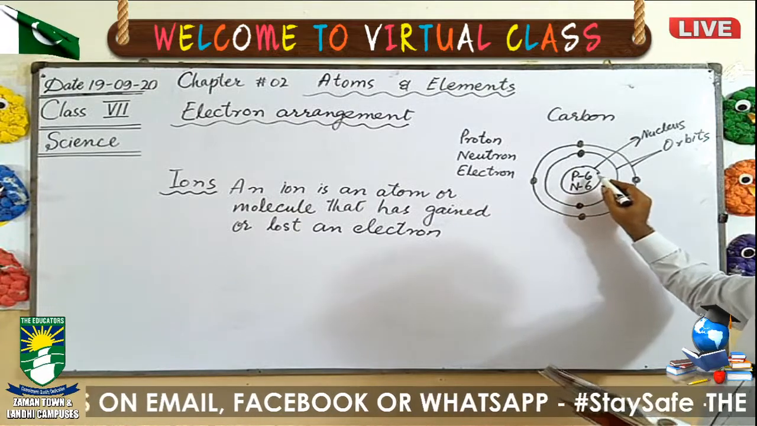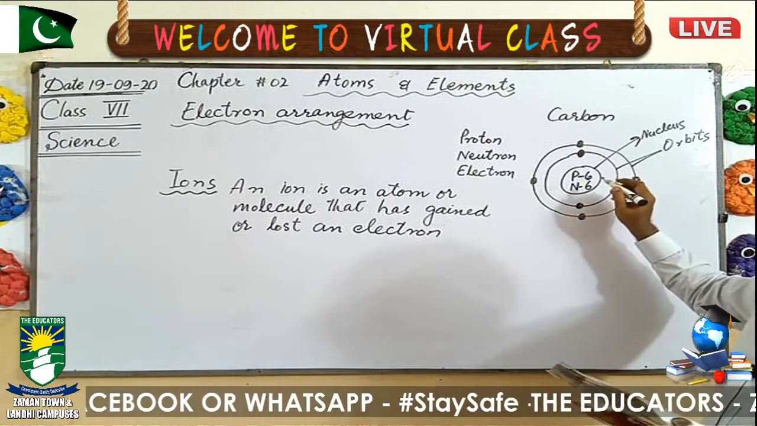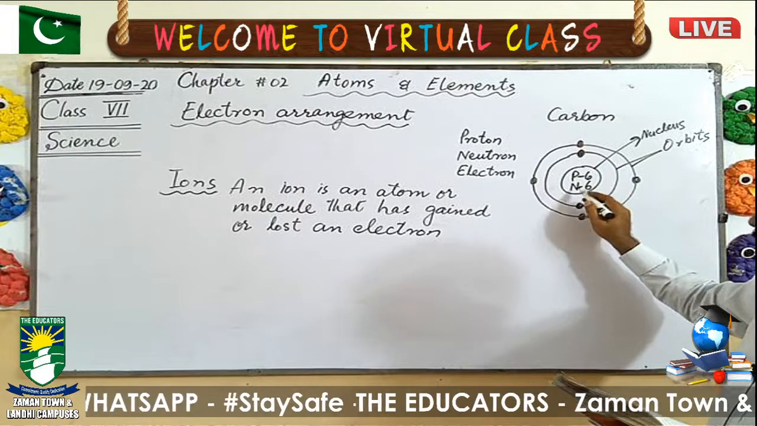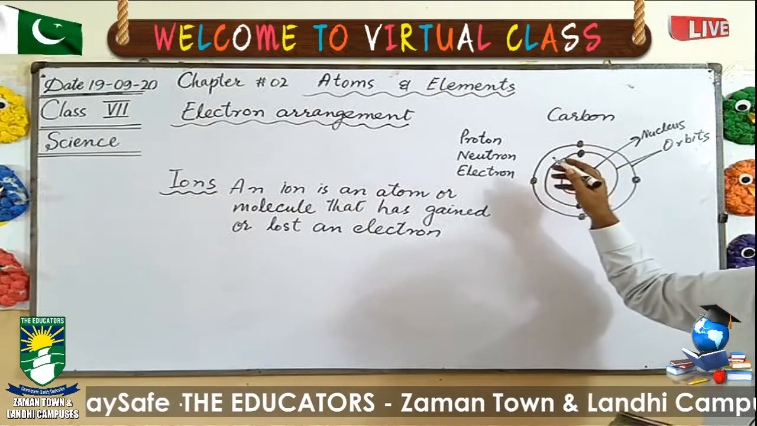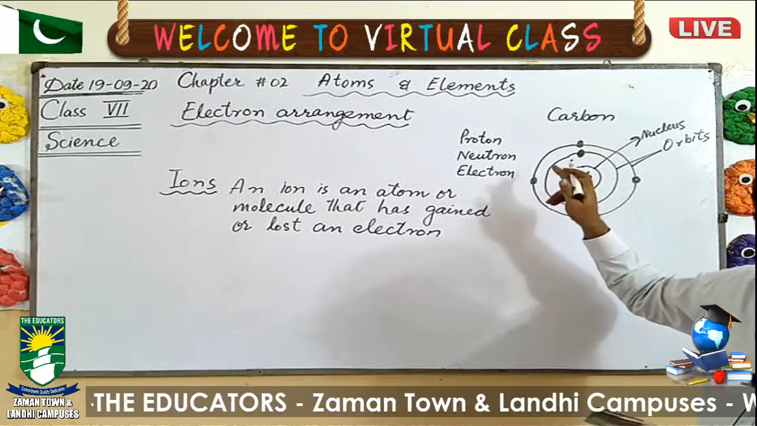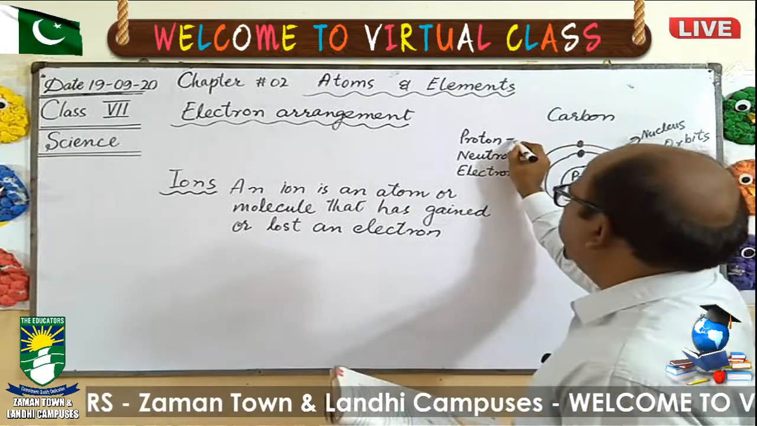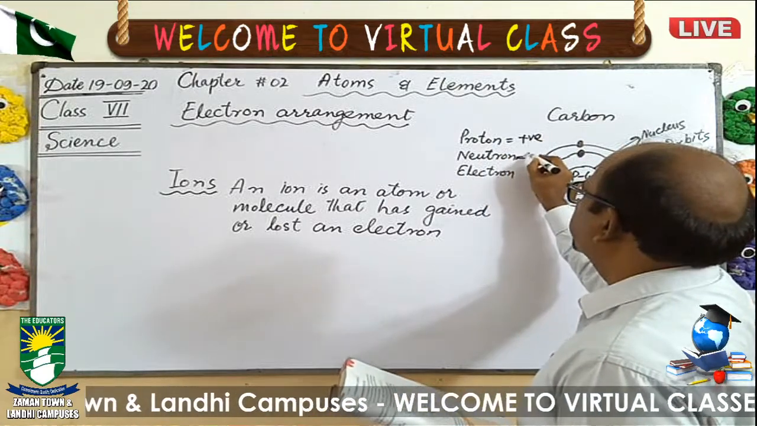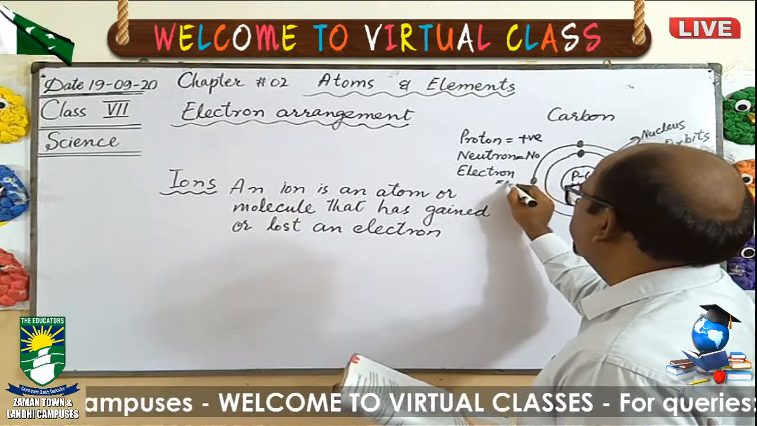Protons are present inside the nucleus. Neutrons are also present inside the nucleus. Protons carry positive charge, neutrons carry no charge, and electrons, which are revolving in the shells or orbits, have negative charge. So protons carry positive charge, neutrons carry no charge, and electrons carry negative charge.